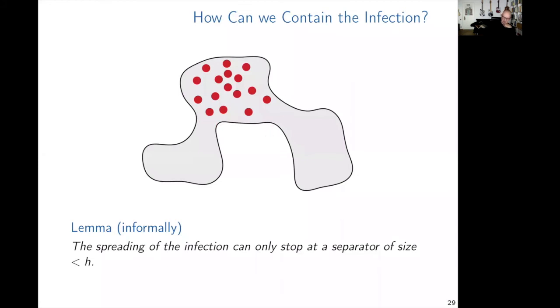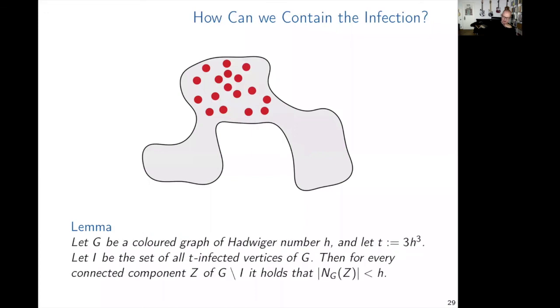That's where it stops. Okay, and I can also show you the formal statements. So let's say we have a colored graph of Hadwiger number h. We say t is 3 times h to the third. We look at the set of all t-infected vertices. Then for every connected component of the graph without the infected vertices, for example this part here or this part here, the number of neighbors is strictly less than h, the Hadwiger number. Okay, so this in a way gives us the decomposition.